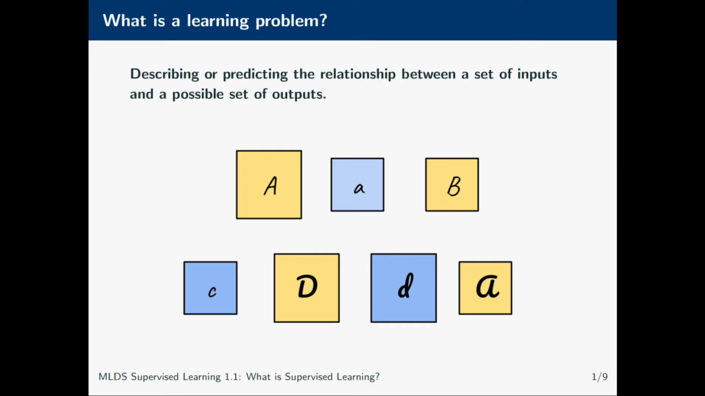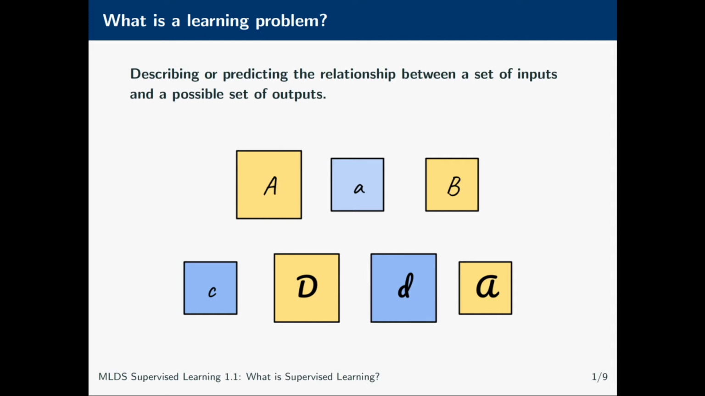So what is a learning problem? Before we get started on defining what we mean in particular by a supervised learning problem, let's just back up a step and give ourselves some context to consider what a learning problem is more generally. A learning problem, or a learning task, is one that aims to describe the relationship between a set of inputs and a potential corresponding set of outputs.